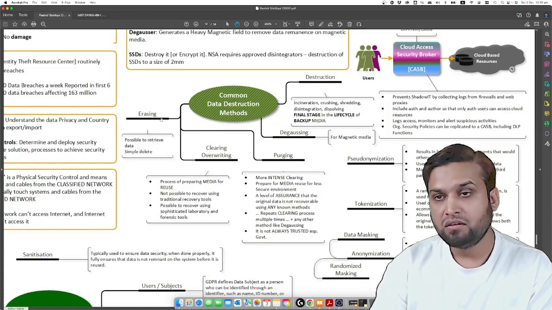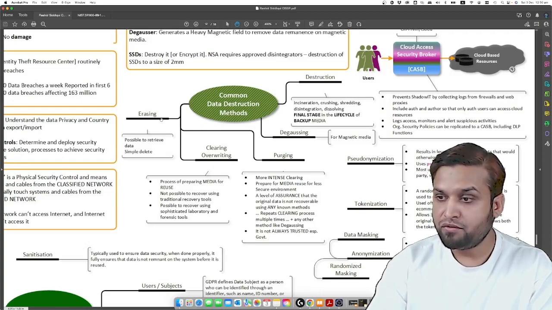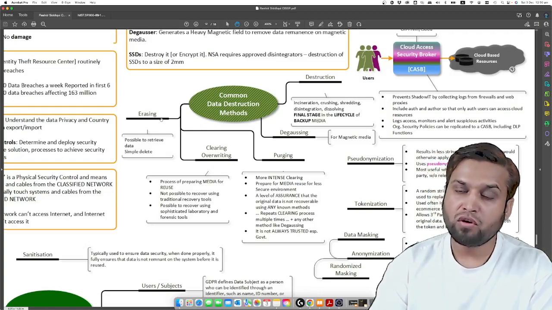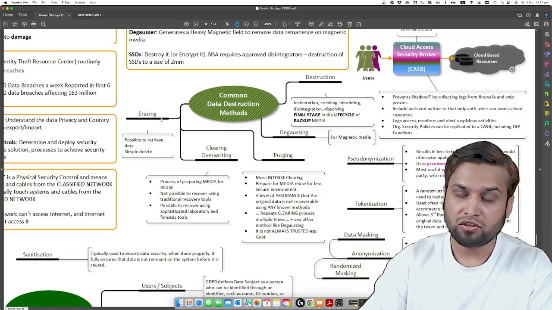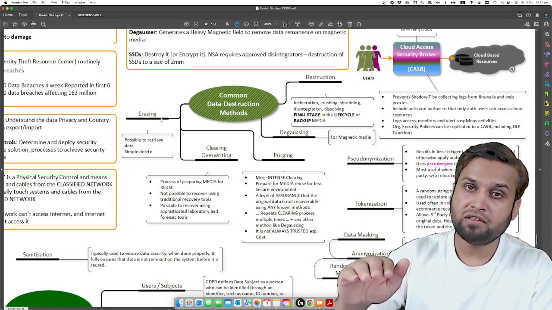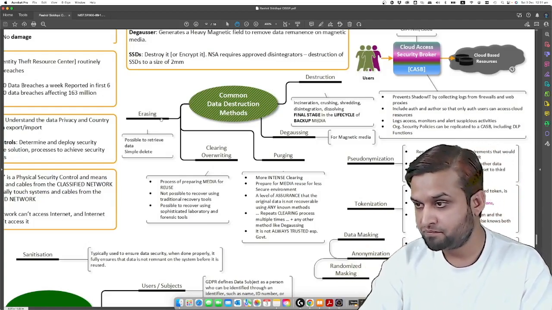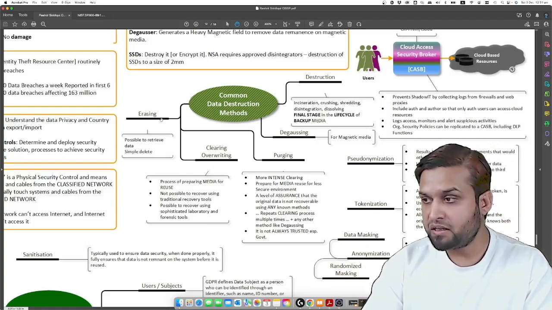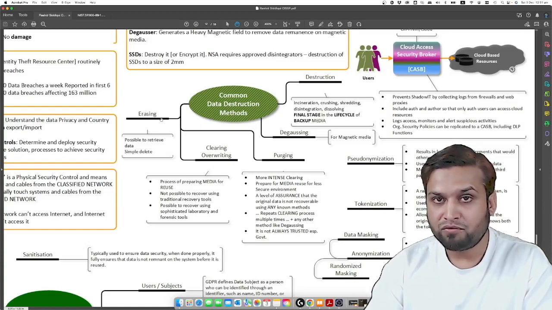Keep this in mind from an examination point of view: if you are using a media at the same classification level, clearing can do the job. But if you are using it at a classification level lower than the classification level of the media, you have to use purging. Degaussing is used for magnetic media, and destruction, we know destruction, you have to physically destroy it.